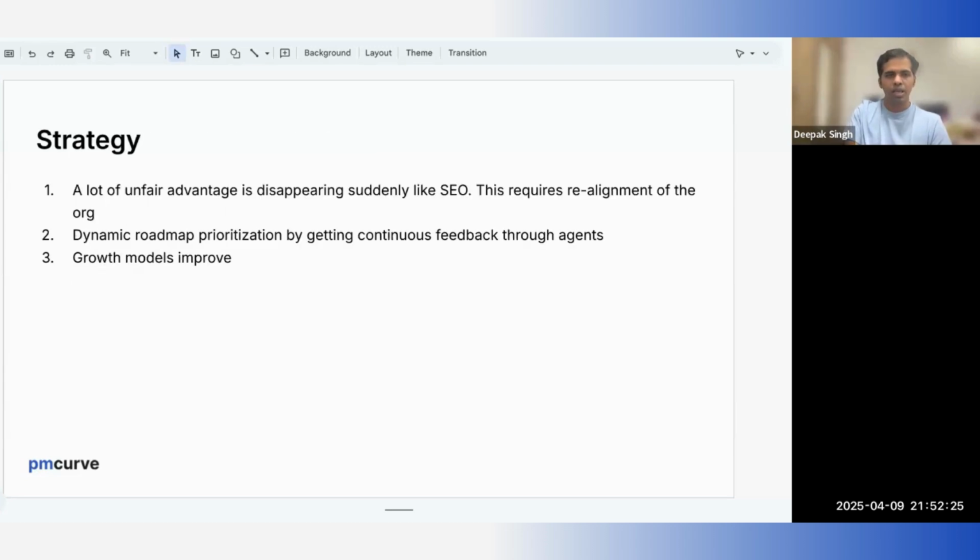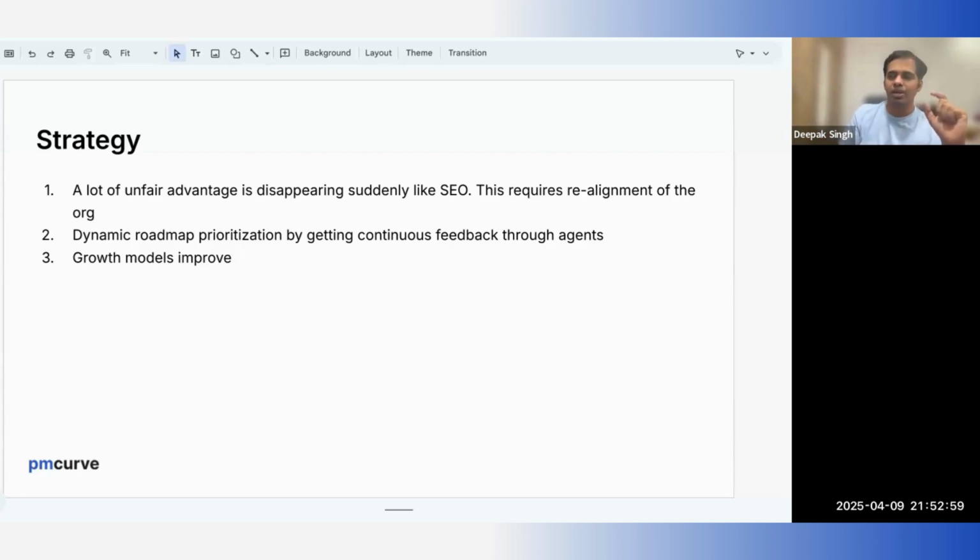And then you are also thinking at times about the unfair advantage that you can have in your product. Now, there's not much that changes in strategy, because in strategy, AI is more of a thought partner than the doer. But what you definitely need to understand with the advent of AI is that a lot of unfair advantages are fading. Something like SEO, which was a very strong advantage for companies, is suddenly fading, disappearing, which means that you need to realign your org to new channels and new strategies of growth, new strategies of unfair advantages.